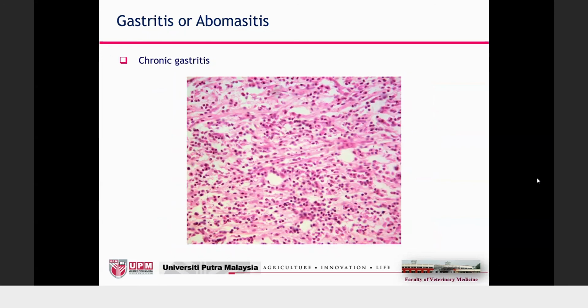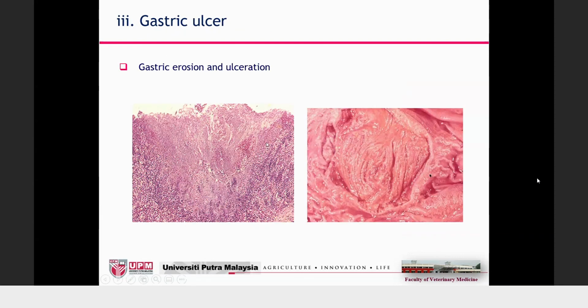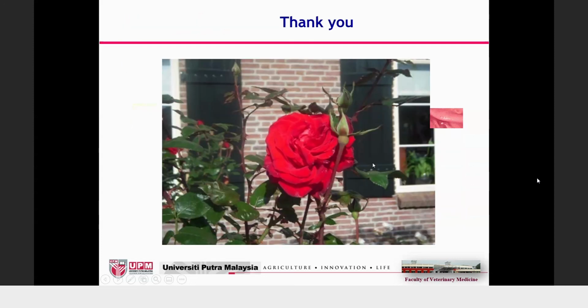Chronic gastritis, with regard to the inflammatory cells involved, particularly mononuclear cells, and you get gastric ulcer, like in this case. Erosion can go further, leading to gastric ulceration, like in this case. And this is in a pig. Okay.